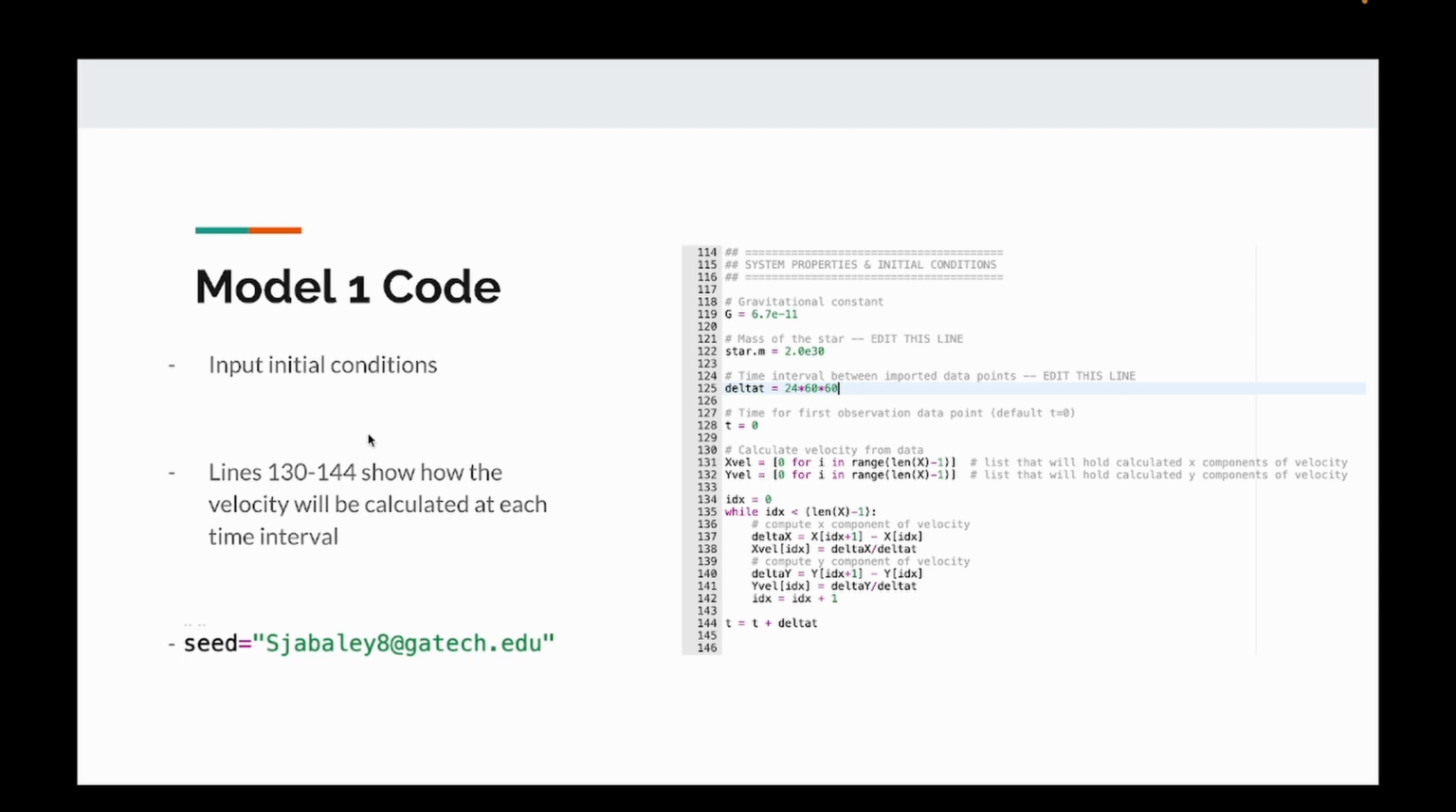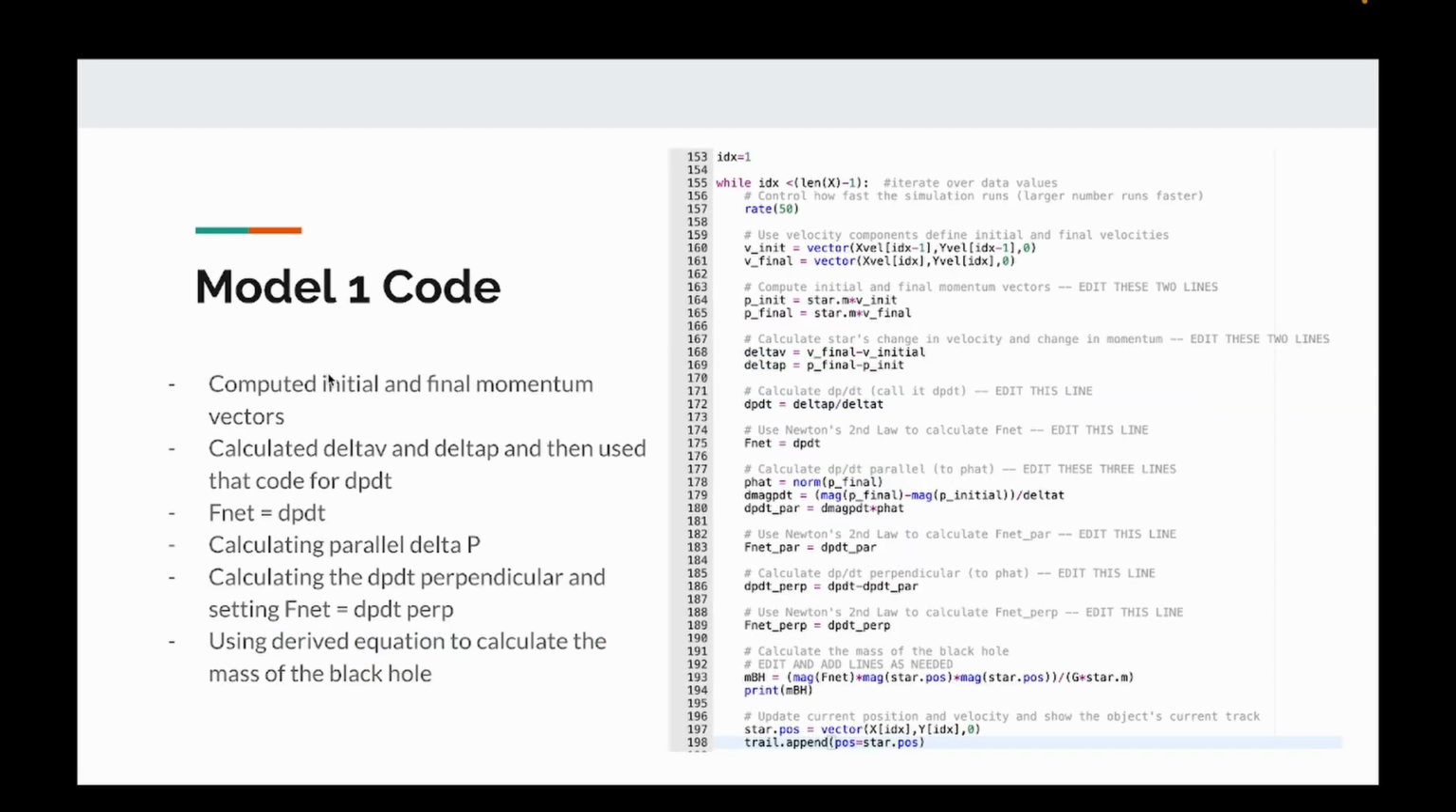So, my Model 1 code. I input the initial conditions here, mainly delta t, and then lines 130 through 144 show how the velocity will be calculated at each time interval. Then I computed the initial and final momentum vectors, and then used that to calculate delta v and delta p, and used that code to calculate dp/dt, which is equal to F net. I then calculated the parallel and perpendicular components of the net force, and then I used the derived equation from previously discussed to calculate the mass of the black hole.